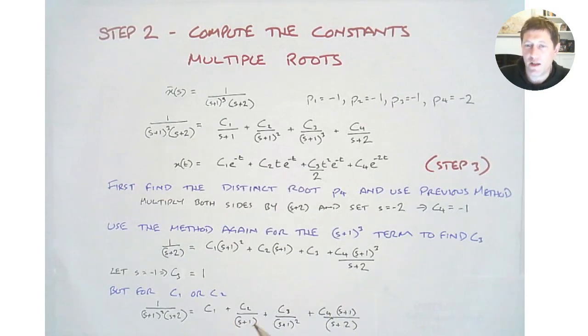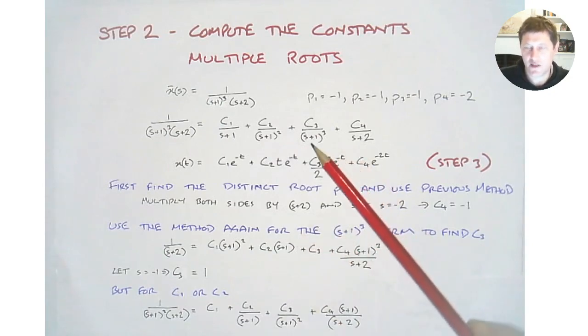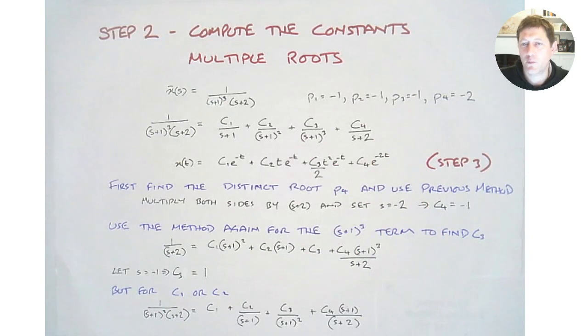If you try and use the substitution that s plus 1 equals 0, obviously that doesn't work because this term here will become infinite and this term here will become infinite. So the trick for distinct roots gets us two of them, but it's not going to get us the other two.